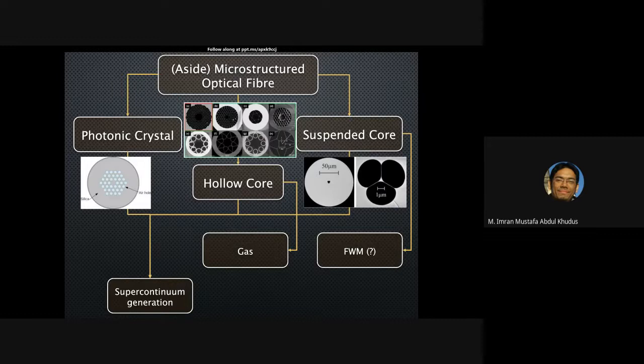Another way is suspended core. You can see that this is the core. There are 3 spokes in this suspended core fiber. There can be 4 spokes, there can be 5 spokes. This fiber has a small core, which means you can have really high nonlinearity, so they have been investigated for that. We've tried looking into doing third harmonic generation on this. The problem is it doesn't phase match at all, so that might not be possible.